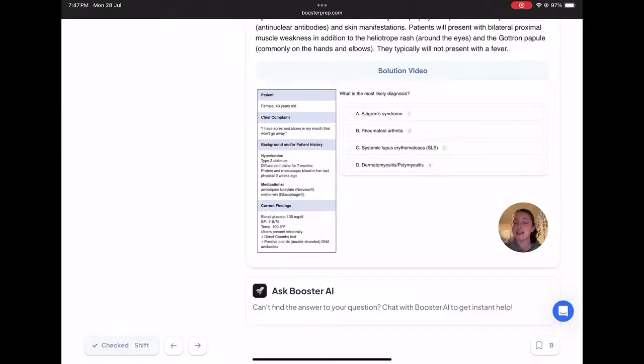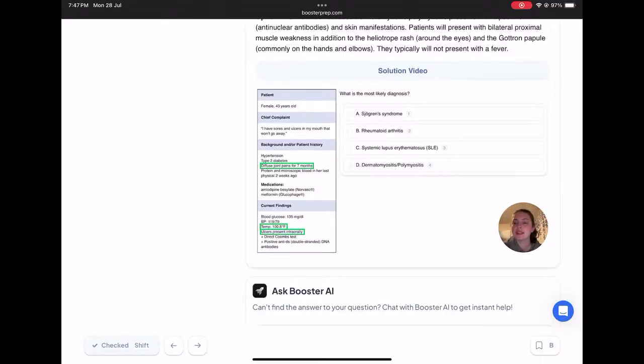Now, we are definitely given a ton of information in this question to be able to make the correct diagnosis. There are a number of symptoms seen in the correct diagnosis that this patient is presenting with, including a fever, diffuse joint pain or arthritis, and these intraoral ulcers.